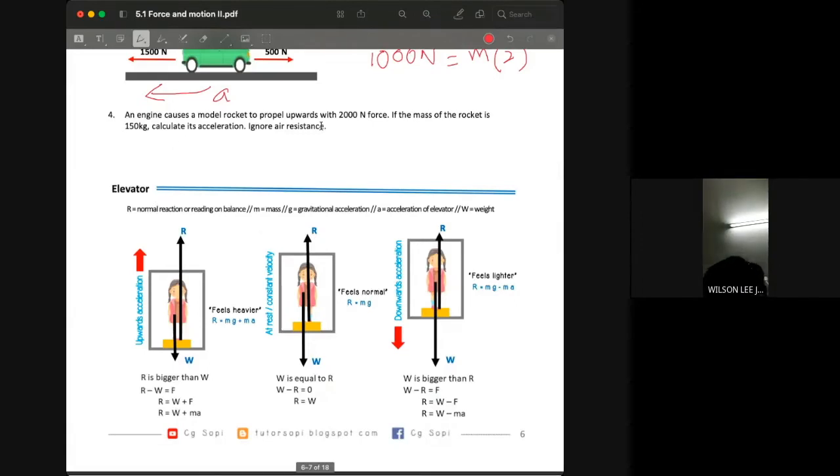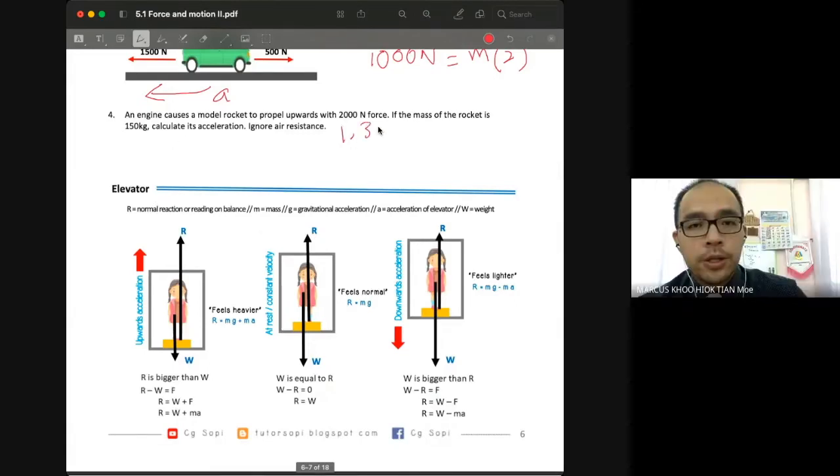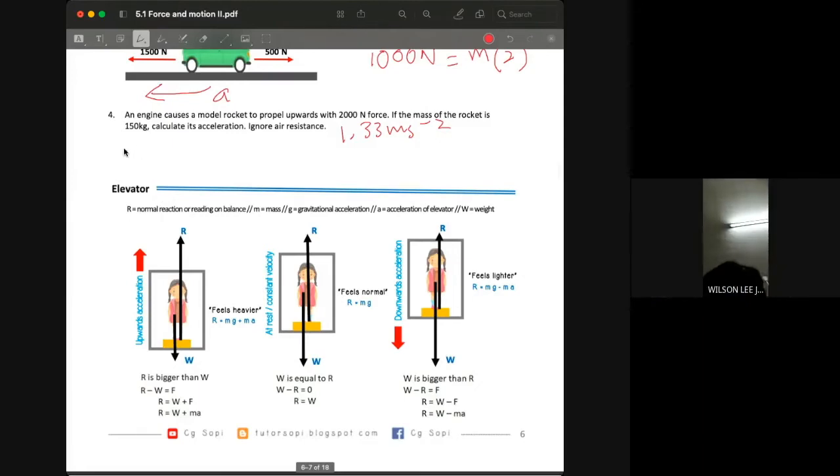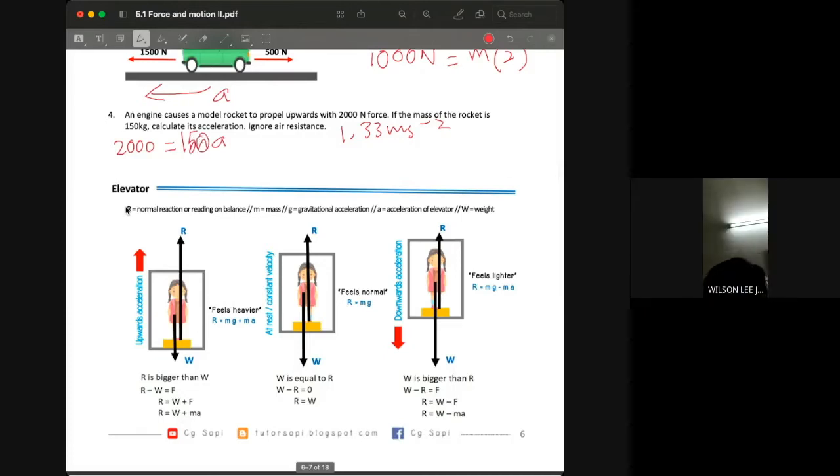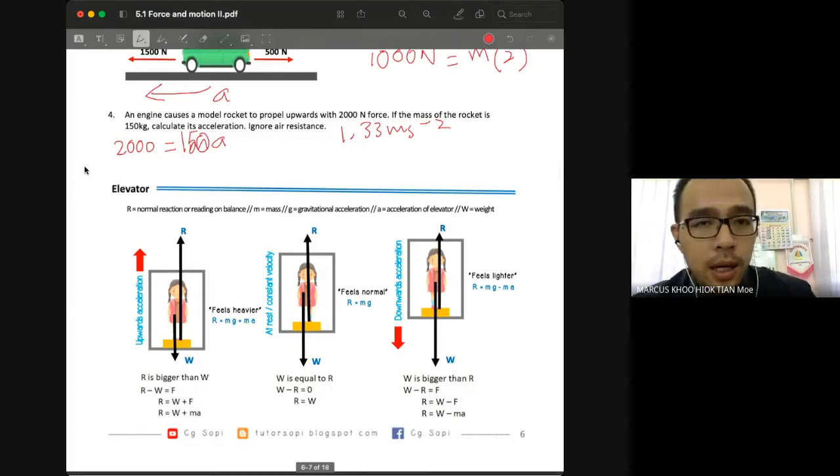1.33 m/s^2. Can you tell me how you got this answer? 2000 Newton equals to MA. M is 150. Yes. Okay. This is not correct. Unfortunately, it's not correct. Think about it. Let's draw the free body diagram.